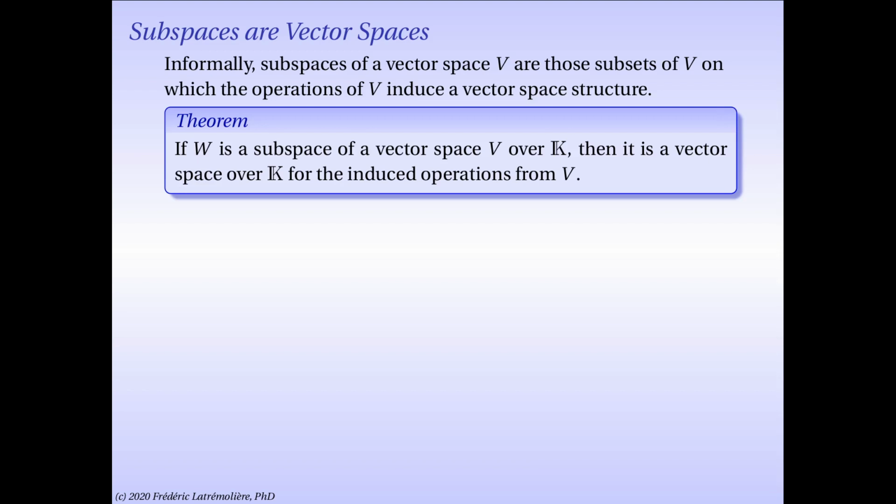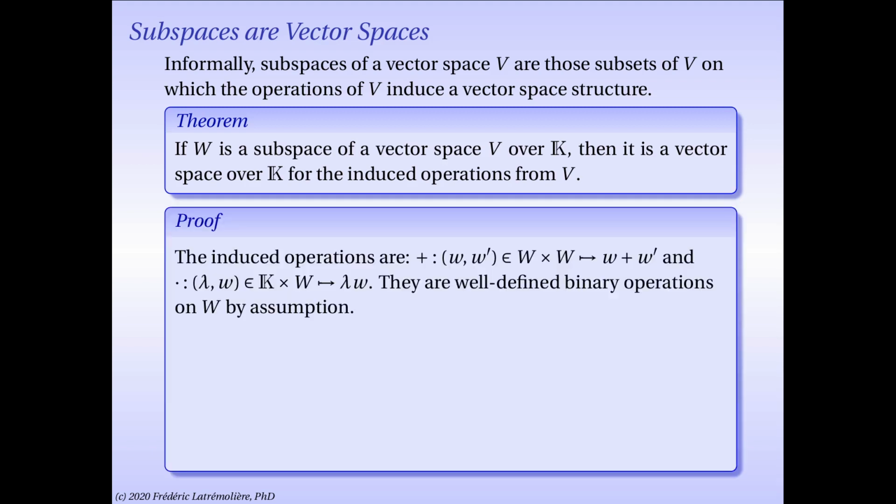Let's elucidate what subspaces actually are. Informally, subspaces of a vector space V are those subsets of V on which the operations of V induce a vector space structure. Let's be a bit more formal. If W is a subspace of a vector space V over a field K, then W is a vector space over the same field K in its own right for the induced operations from V.